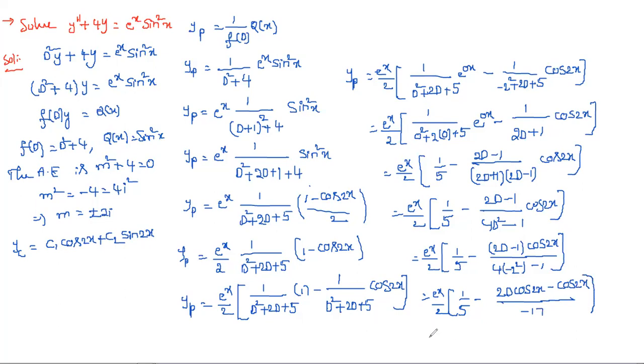So this is equal to e^x by 2, 1 by 5, minus into minus plus, and then here the derivative of cos 2x is minus 2 sin 2x, that is nothing but minus 4 sin 2x, and this is also minus cos 2x by 7. So if you want, you can take LCM and then simplify this one. Okay, so this is yp.